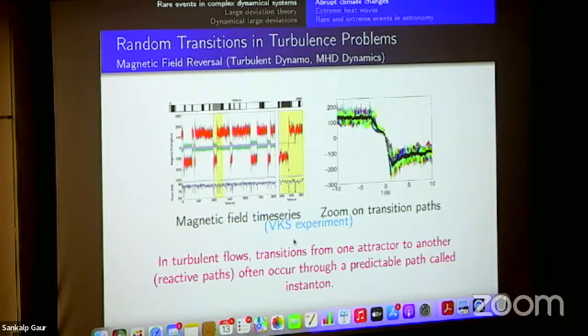So usually they are localized in some special regime, but they are very common. Keith has shown us several examples. This is another one, which is related to the magnetic field reversal. You remember Keith showed a time series of the polarity of the magnetic field for the Earth. This is a similar thing, but for an experiment.